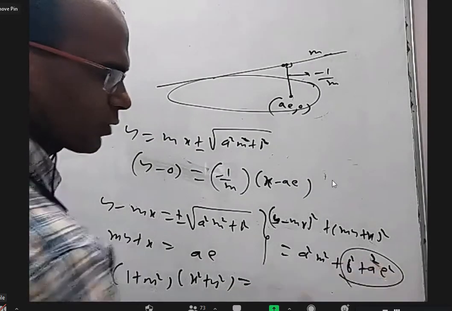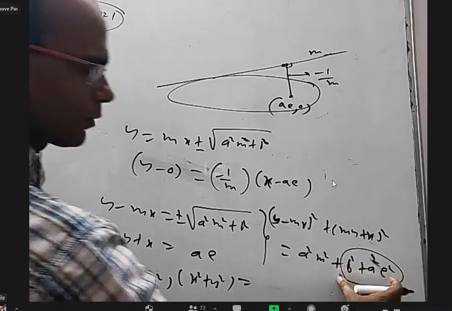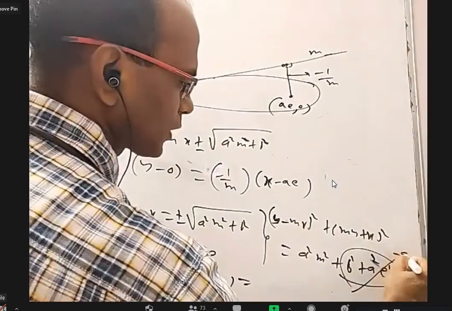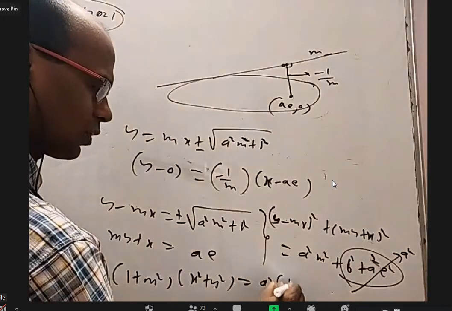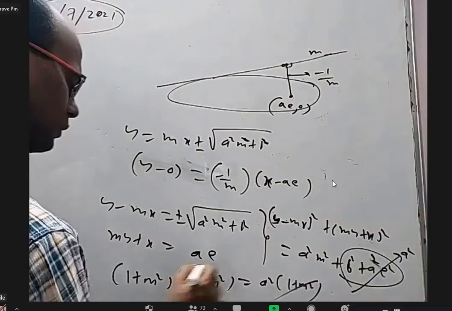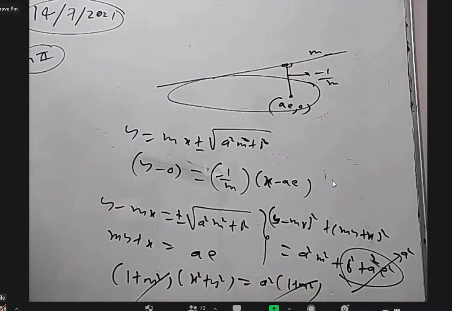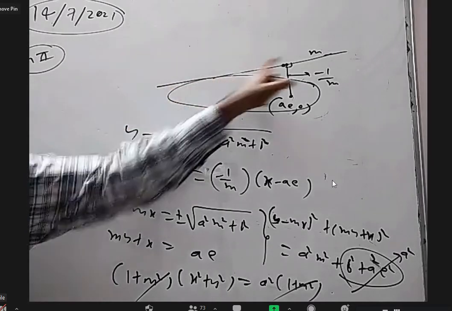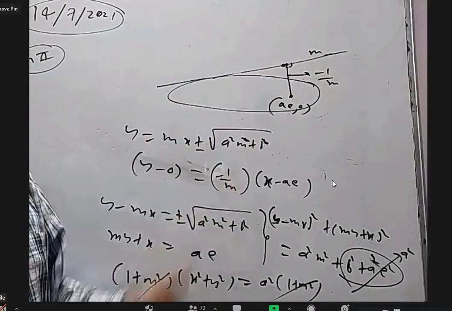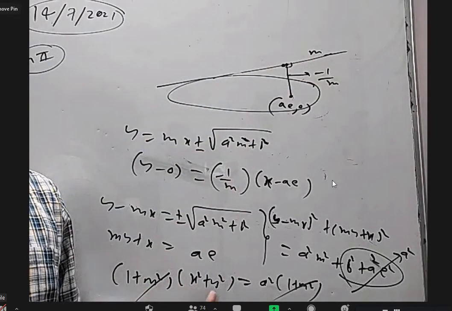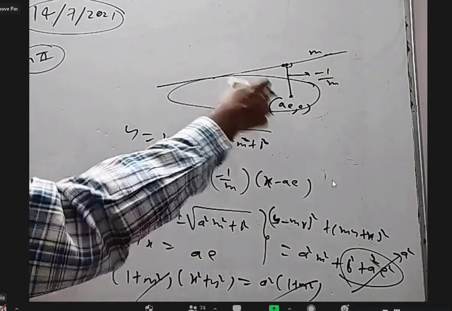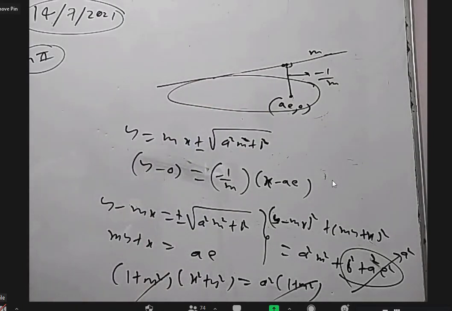Because what is a square e square? A square minus b square. It will become a square. So because this becomes a square, you will get a square into (1 plus m square). Cancel that. You got the locus without any m. So any point of intersection of this and this, which is x comma y, has to satisfy this equation x square plus y square equals a square. So the locus of the foot of the focus on any tangent is the auxiliary circle.